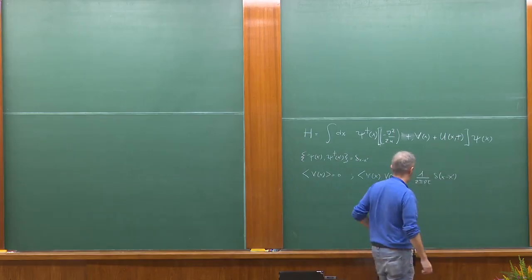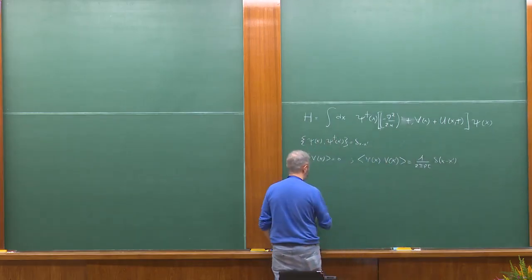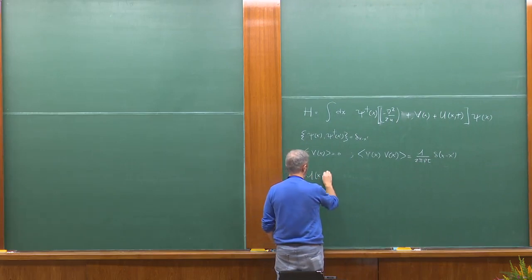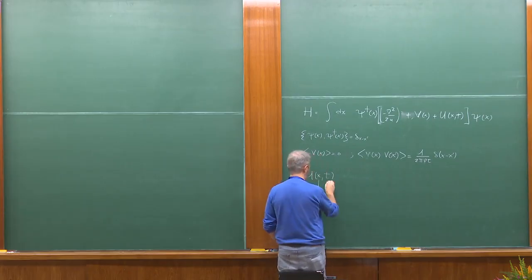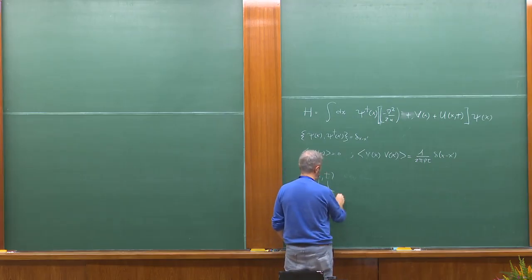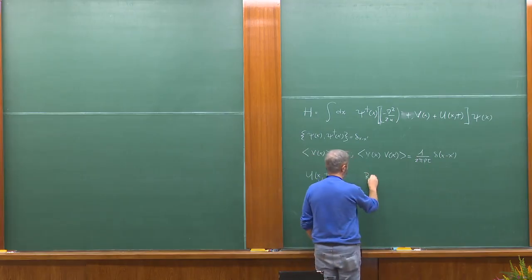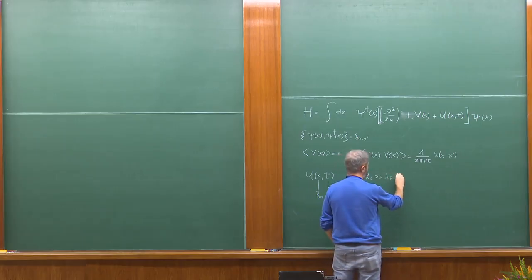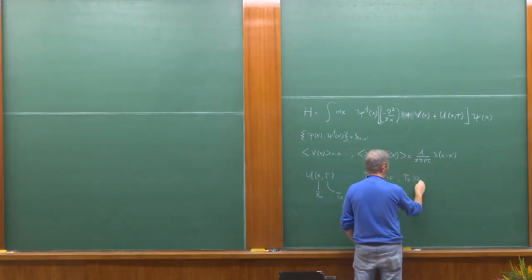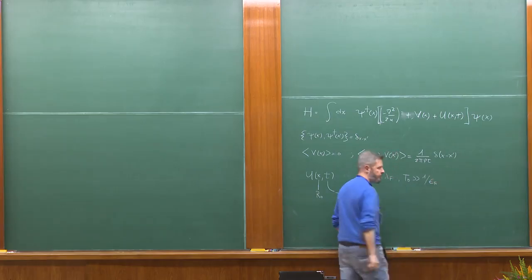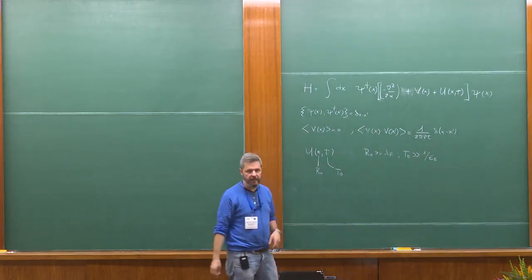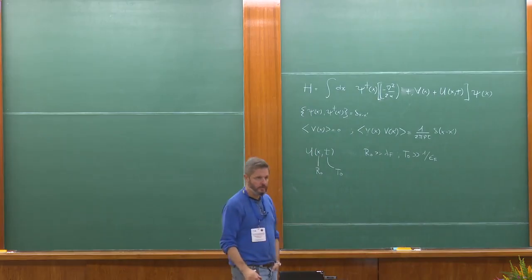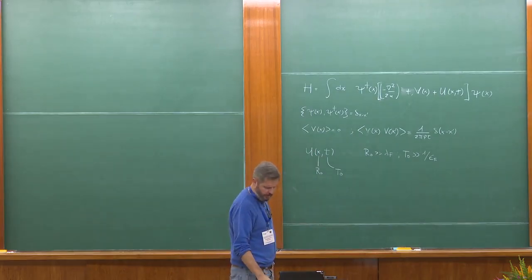And then U of x and t is an external potential that has a typical spatial scale, a length scale R naught, and a typical time scale T naught, which are both much larger than the Fermi wavelength, and T naught is much larger than 1 over epsilon Fermi. And therefore, I have a separation of scales that will allow me sooner or later to do an adiabatic expansion.